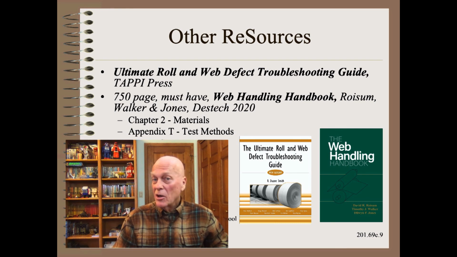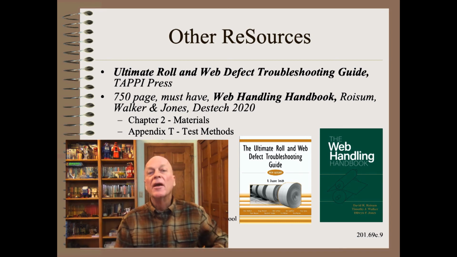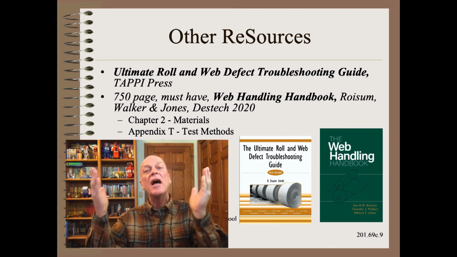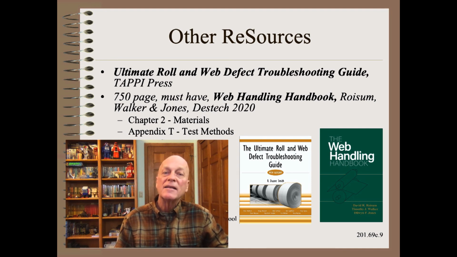There are three starting points to learn more about web width and wound roll edge quality. The first is the must-have Ultimate Roll and Web Defect Troubleshooting Guide by Tappy Press. This is an encyclopedia of 500 defects and much, much more. The second is my must-have 750-page web handling handbook. We have an entire chapter on material properties and many pages of test standards in Appendix T that would be helpful for quality control, troubleshooting, and web handling work.